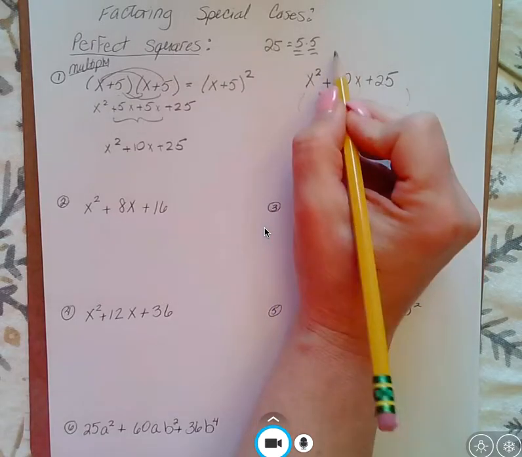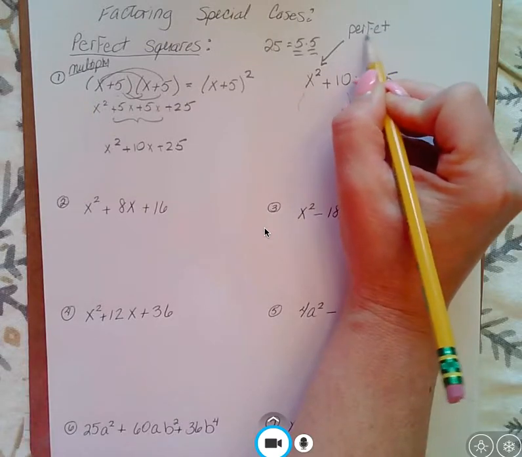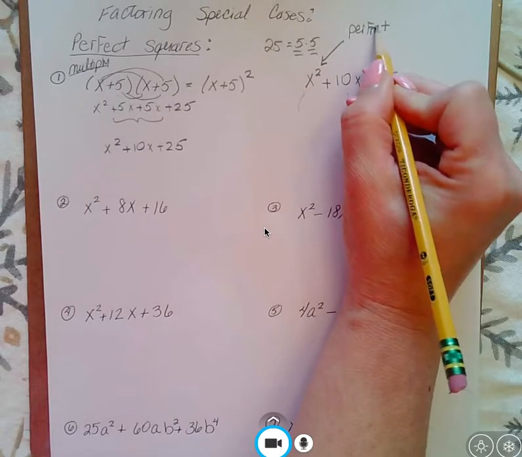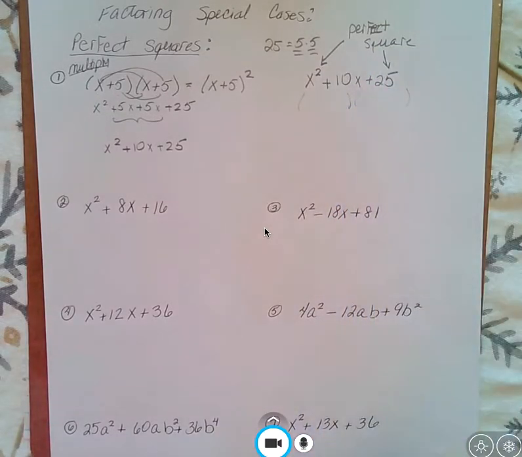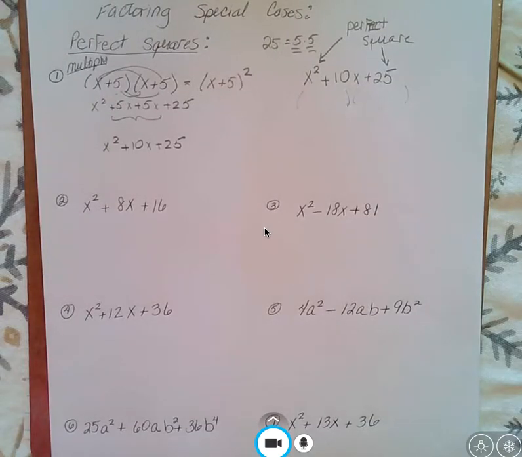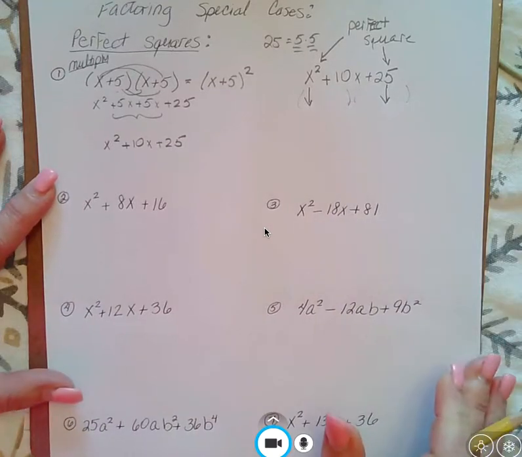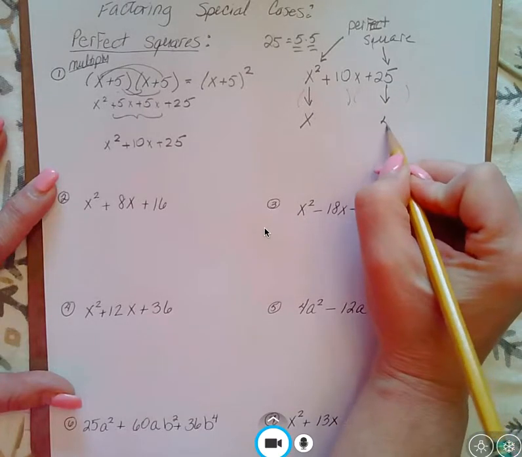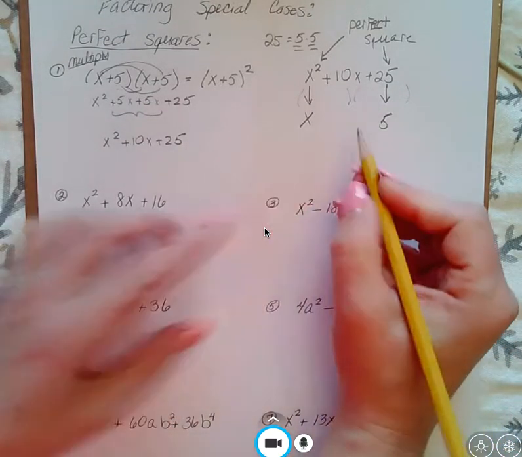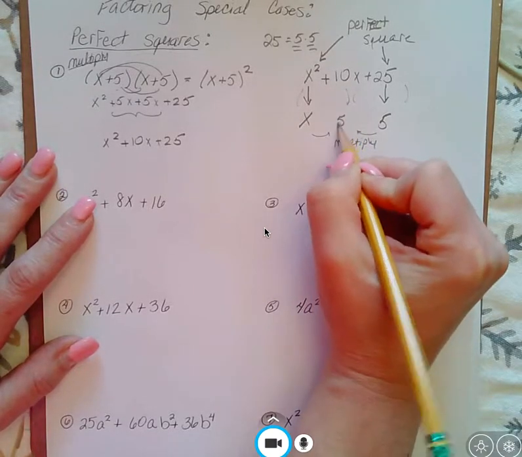If you see a perfect square in the front and in the back, so it's a trinomial and the first and third terms are perfect squares, then what we would do is take the square root of the first and last terms. So that's half of your power, it's x. The square root of 25 is 5. You would multiply these together, and you would get 5x.